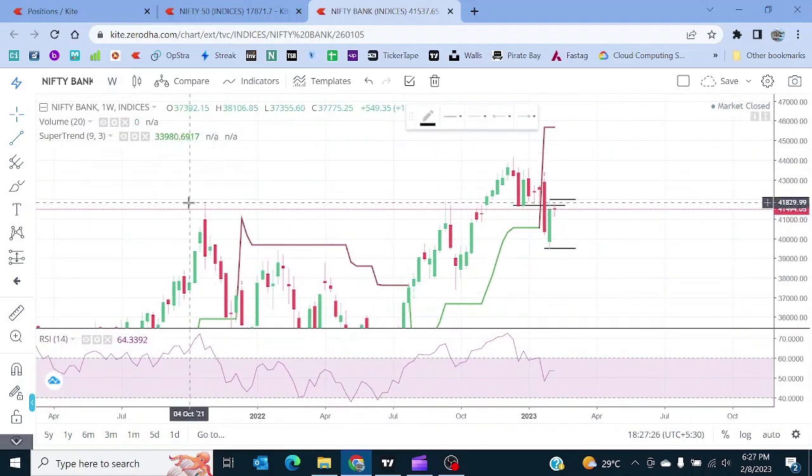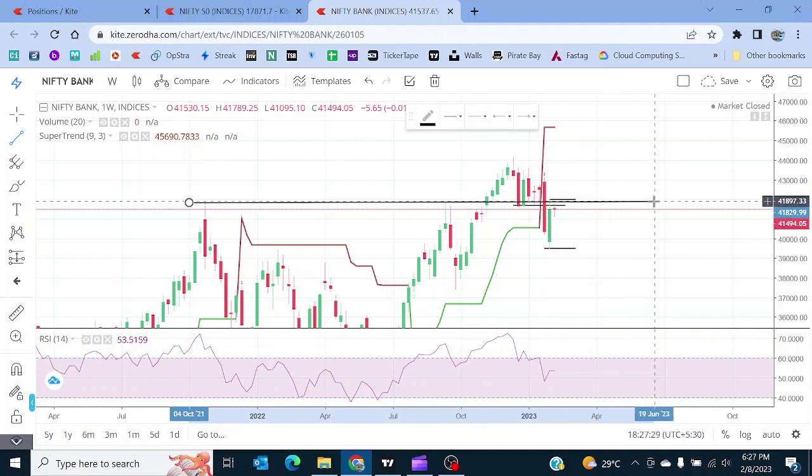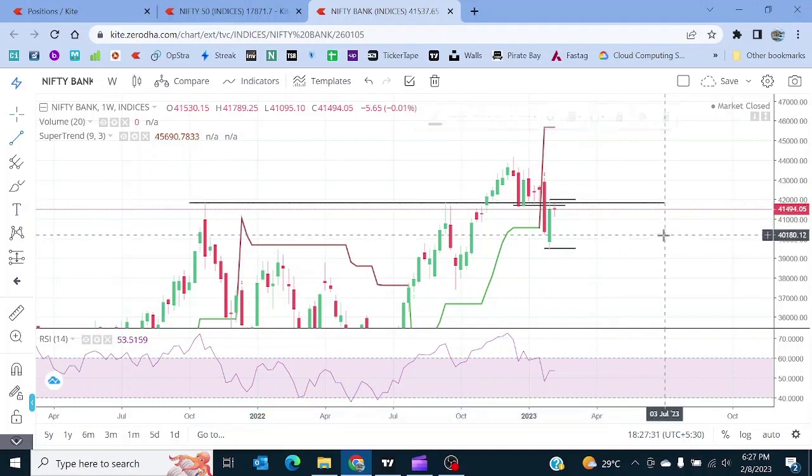So we are around this level, right? This will be a very key level because it has respected this over a period of time.